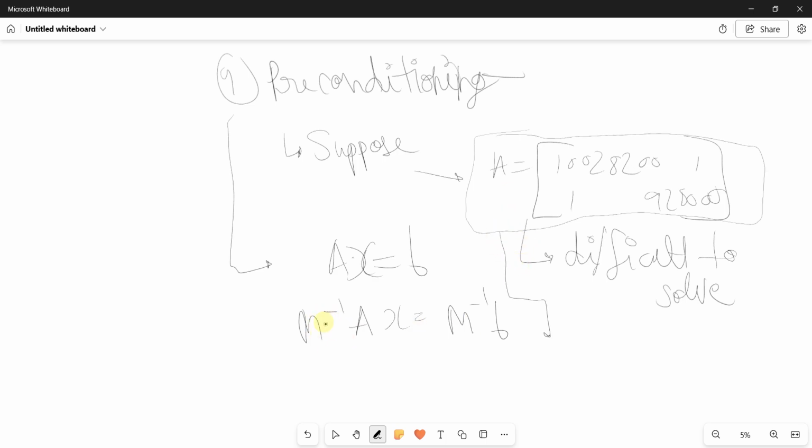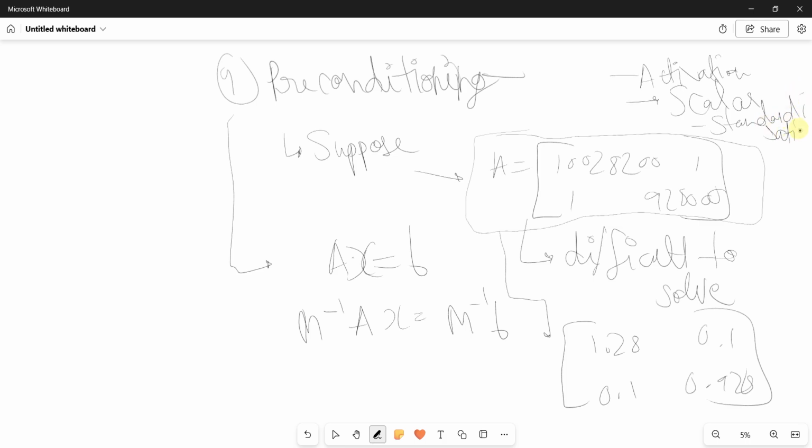That means now after multiplying it with M, another matrix M inverse, some matrix, you get some simplified version of like 1.28, 0, some 1 and 0.1 and 0.928, just an example. So it's like in ML you use an activation function, or you can use some scalar, standard scalar, like what you call standardization, right? That is exactly what we are doing here. You're trying to convert it into some small scale, or scaling it down so that it is easily solvable, right? So that is what preconditioning is.